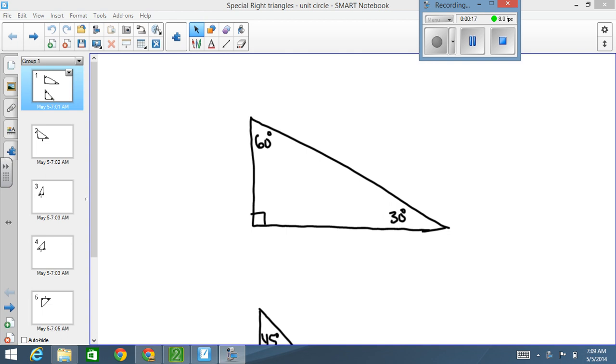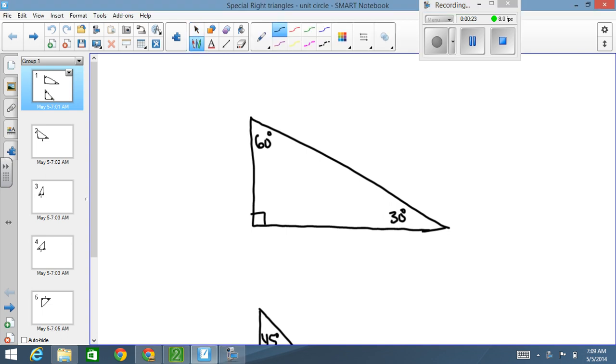Now we know that with right triangles, anytime that we're given one side looking to find another side or another angle, then we can always use SOHCAHTOA. Okay, but in the case of special right triangles, there's a few shortcuts we can use so that we can get to our answer a little bit quicker and we don't necessarily need to use SOHCAHTOA.